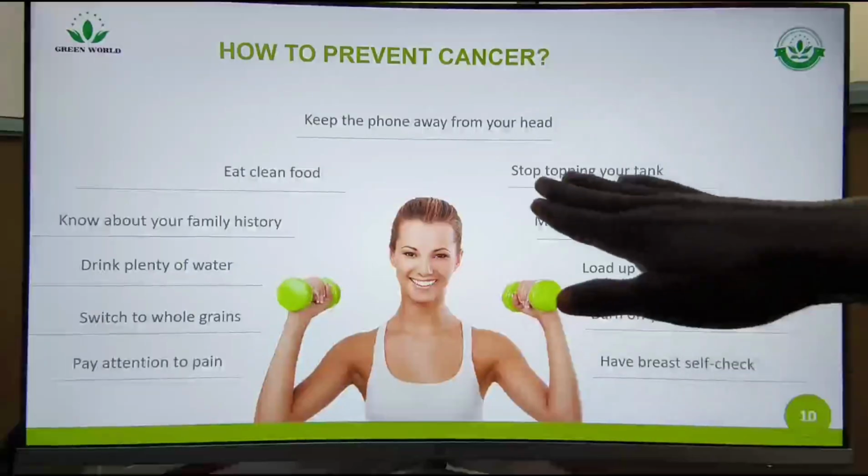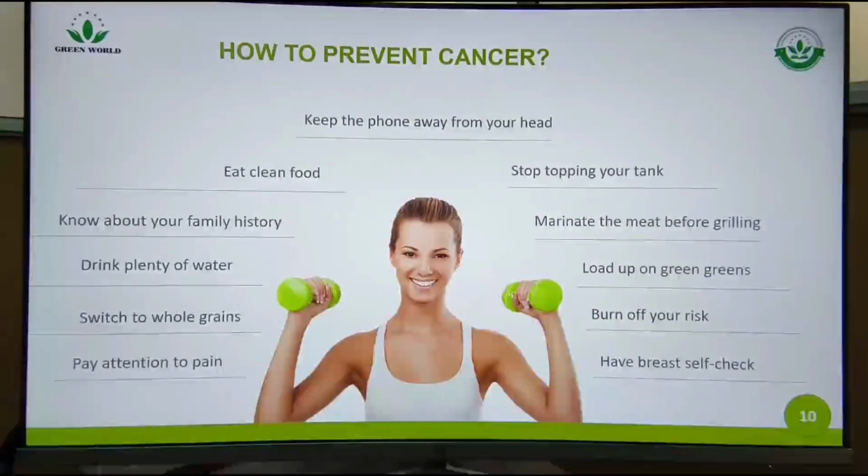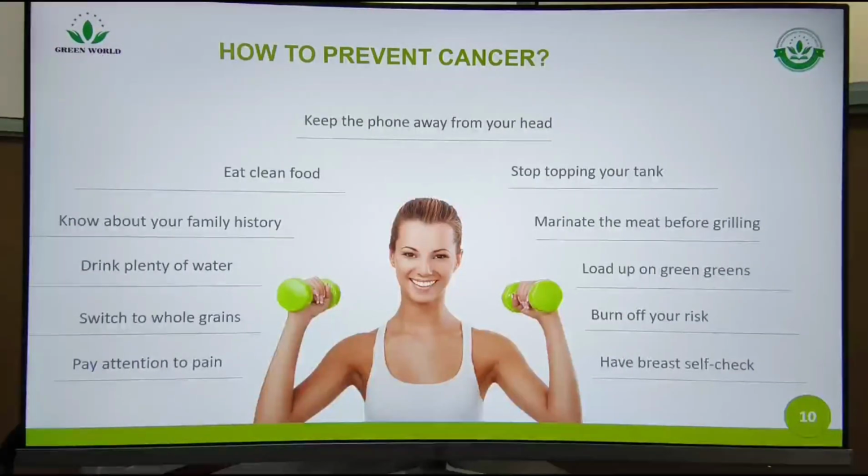Then stop topping your tank. Okay, stop topping your tank. Now we have people who are having some tanks in the rural areas, and they top the tank and cover it. So that one sometimes is very dangerous for your body. Marinate the meat before grilling. Then you load up on green grains. Make sure you're taking a lot of green grains. Then burn off your risk. Excess fat, mafuta mingi, punguza.